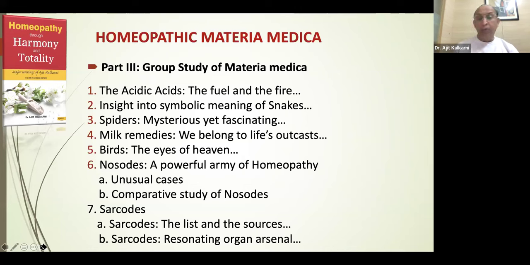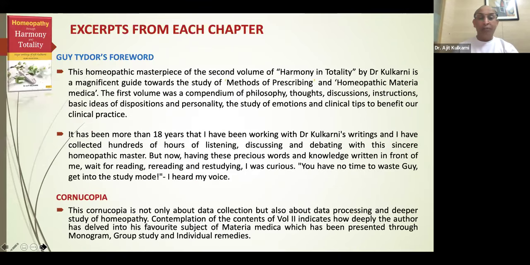Milk remedies, our lag group, we belong to life's outcasts. Birds, the eyes of the heaven. This is the name which has been given. Then the nosors, a powerful army of homeopathy. It is presented through some unusual cases. Then comparative study of the nosors is presented. Then sarcodes, the list on the sources, and then resonating the organ arsenal. So thus we have covered 15 chapters related to the group study of Materia Medica.